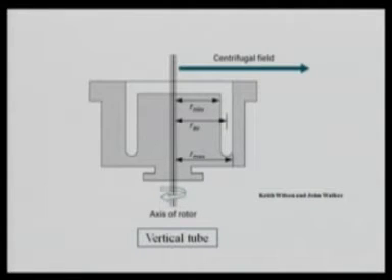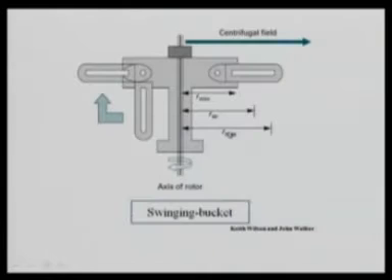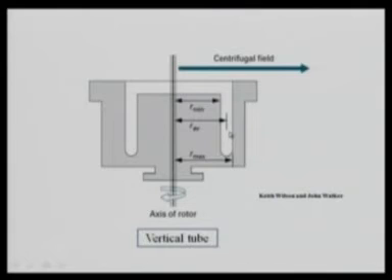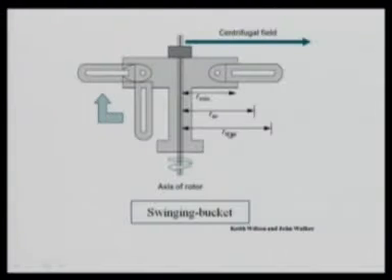So if you observe the second rotor, this is called the vertical tube rotor. Okay, that means here the tubes are in a straight position like this. And the principle and process is similar. And moving further, now you can observe the difference between the previous one, that is the vertical tube, as well as the swinging bucket model.